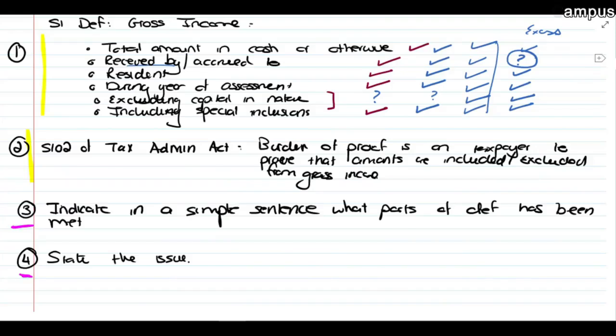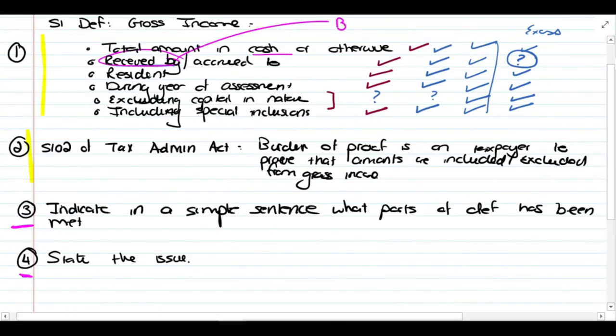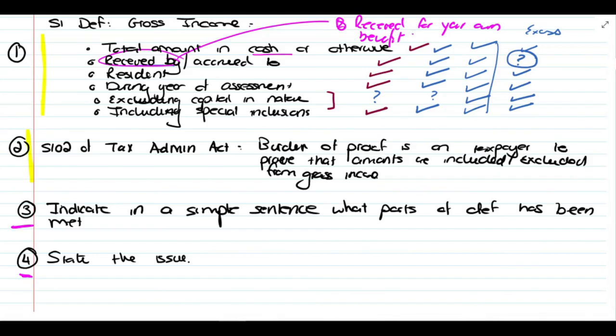Right, so total amount in cash, yes. Is it received by or accrued to us? Now, received by, it means you must have received it for your own benefit. Now, if you received it and you put it into your bank account or everything else, they will treat it as if you received it for your own benefit.